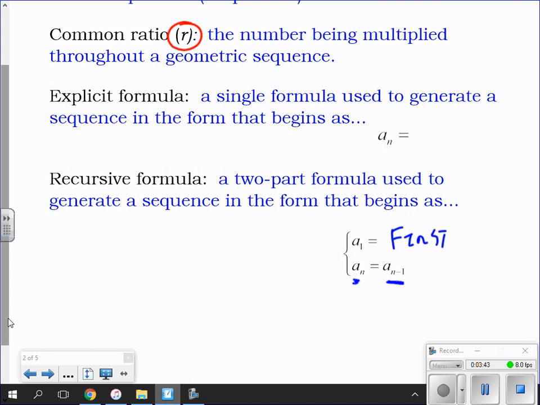If I want to know the 44th, I need to know the 43rd. If I want to know the 43rd, I need to know the 42nd, and so on. With a recursive formula, you can't jump in the middle of a line. You must do all the ones before it to get there. Recursive formulas will work with arithmetic and geometric, but they really don't use them a whole lot for that. They're used for other types of sequences.